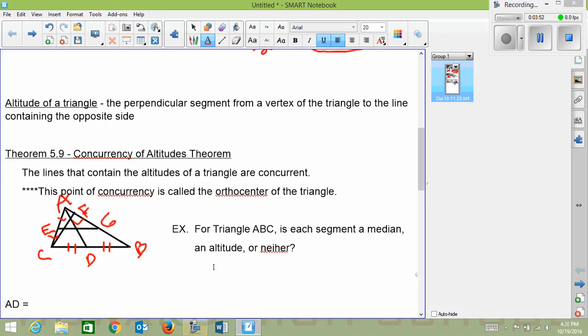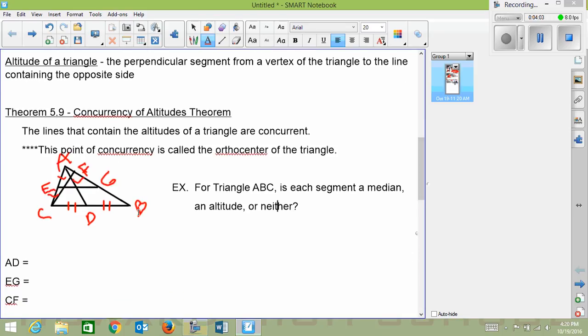There. So for triangle ABC, is each segment a median, an altitude, or neither? And how do I know that? So first we're going to look at AD. So from A, which is a vertex, across to D, and if you look at what's shown here, it's showing that these two segments are equal to each other. So what do we call that when it goes from the vertex to the midpoint of the other side? That is a median. Why? Because it connects the vertex right here to the middle of the other side. That is a median. Median means middle, right?